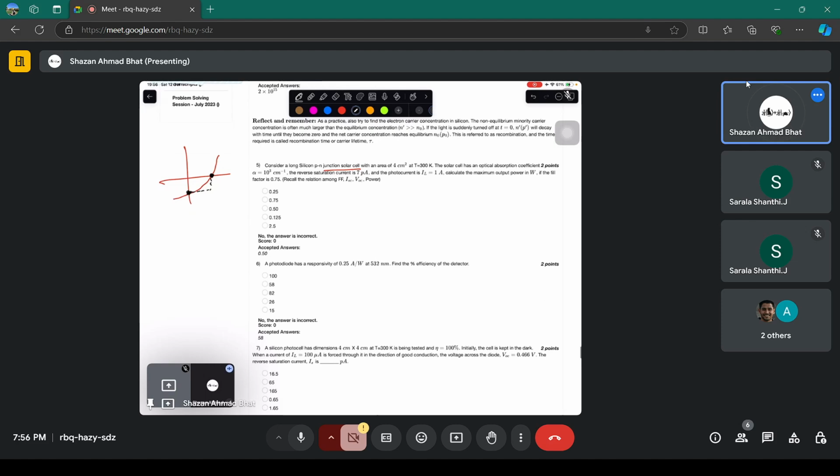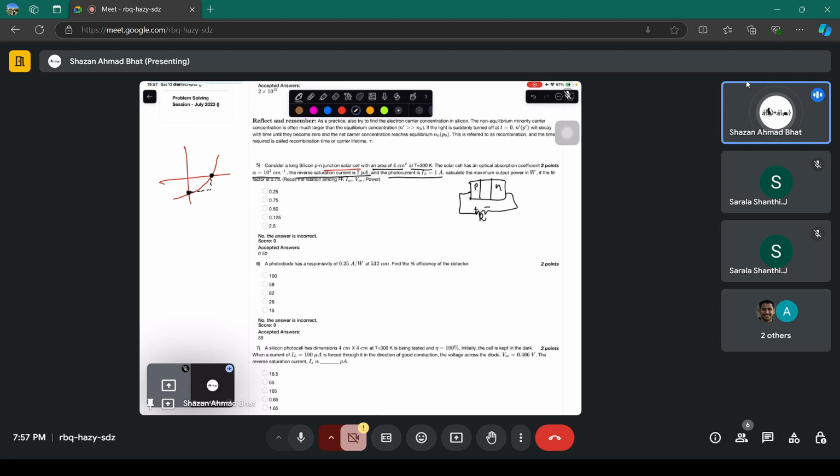Okay, so you have to consider the p-n junction solar cell with a given area at this particular temperature, and this has a given optical absorption coefficient, and reverse saturation current, which is I naught, that is 7 picoamps, and the photocurrent is given as 1 amp. Okay, that means you have a solar cell. This is P, this is N, this is the external load.